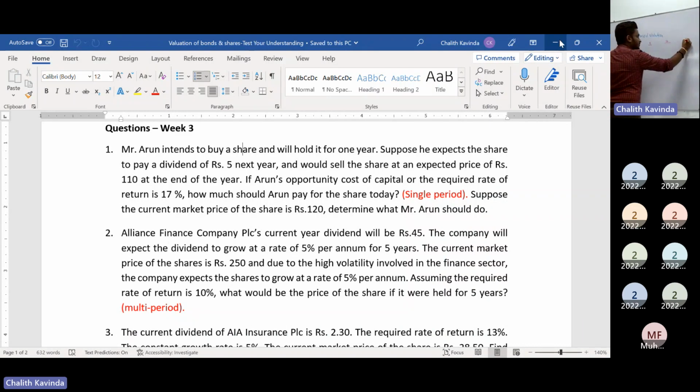Year 1, year 2, year 3. In year 1, he is getting his next year dividend. In year 2, he is getting his year 2 dividend. In year 3, he is getting his year 3 dividend plus, if he sells, the selling price of the share. So then what we want to do is discount it.